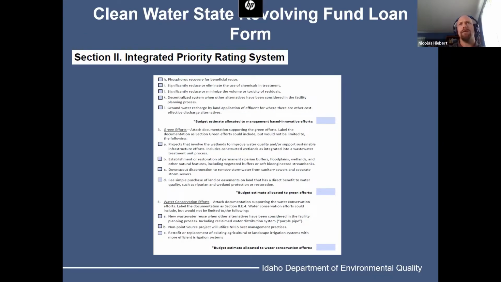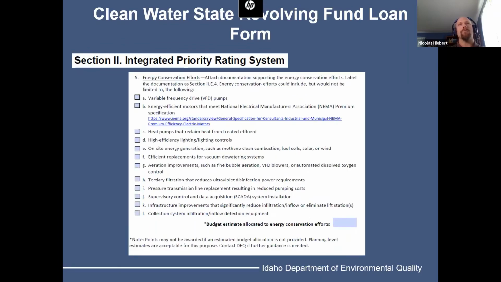Item 4 is water conservation. So this is a little bit more common, where you might be doing a reuse project or retrofitting some kind of process or system within a treatment plant or a reuse site to be more water efficient. That can be a little bit more common. And then the last one on the next slide for these GPR items is the energy conservation efforts.